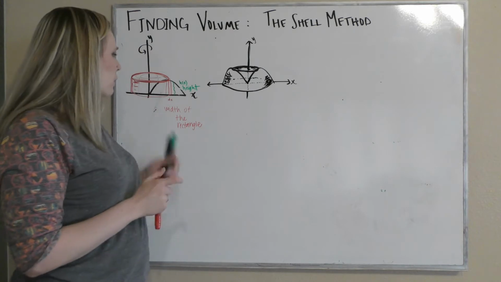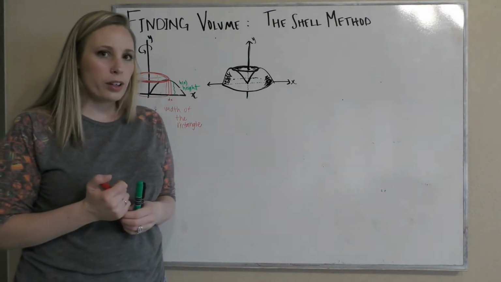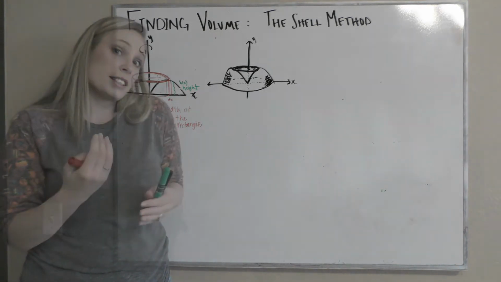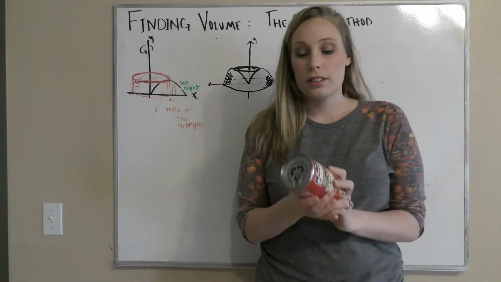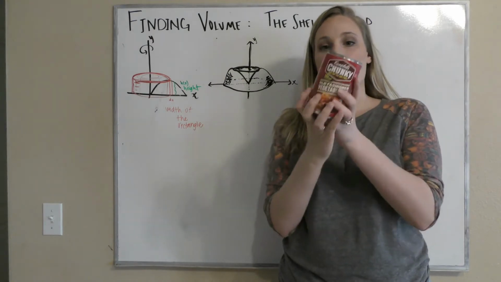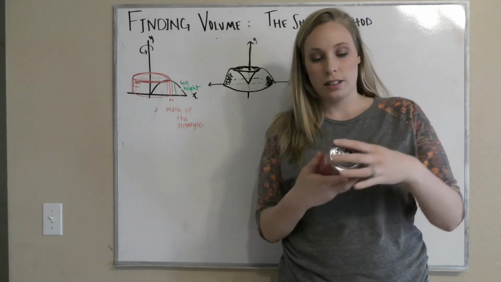So how do I find the volume of that cylinder? Well, let's say we have a can. And around the outside of this can, there's this thing called a label.